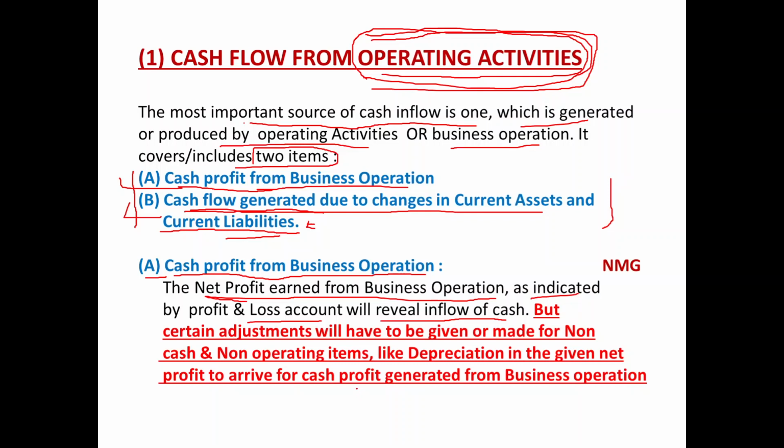So how can we convert this net profit into cash profit, which would be the cash flow generated from the business operation? आपका net profit आपके business operation को reflect करता है, but we need cash profit received from the business operation or operating transactions. So how can we convert net profit into cash profit? Certain adjustments will have to be made for non-cash and non-operating items like depreciation in the given net profit to arrive at cash profit generated from business operation.